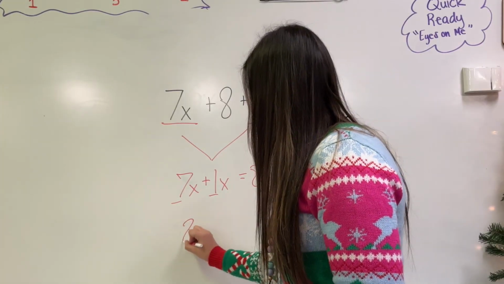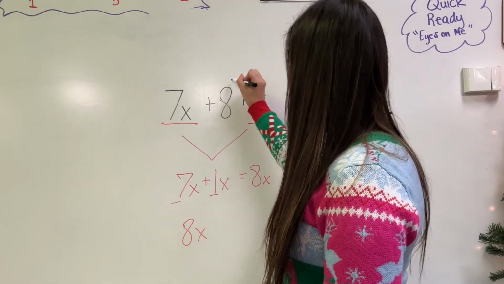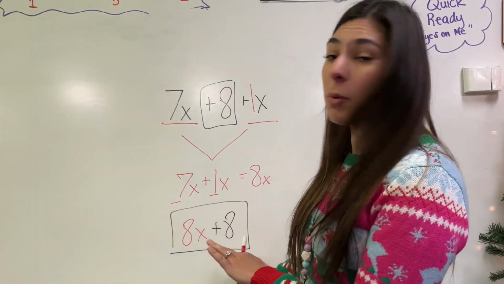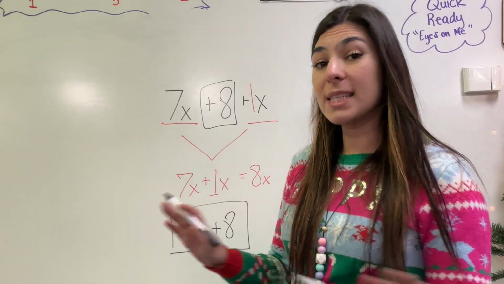So I have 8x. I cannot forget my constant. I'm just going to add that to our like term. So our new equation is 8x plus 8, and it's going to stay just like that.